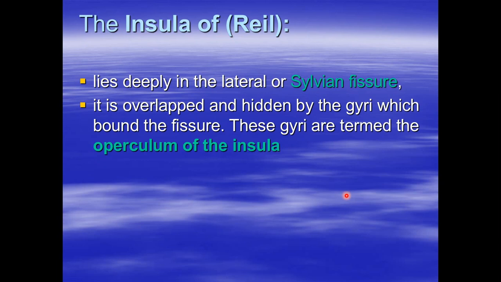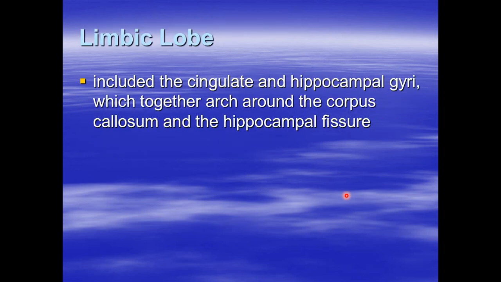Now, regarding the insula, we talked about that in the previous sessions, where it's located and how it's covered. Again, it lies deeply within the lateral fissure or the sylvian fissure, and it is overlapped and hidden by gyri which bound the fissure. These gyri are termed the opercula of the insula. And we said we have three opercula, and we'll see images of them in the coming slides.